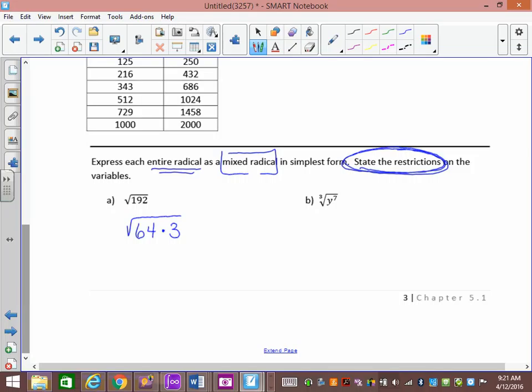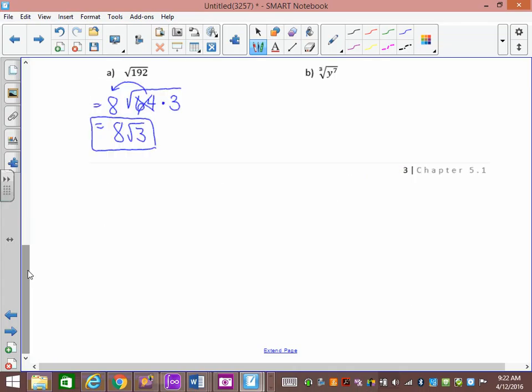Okay? When I square root 64, what does it become? What's the square root of 64? 8. So I'm actually going to get 8 square root 3. That's my mixed radical in simplest form. Now, what's my restrictions on the 3? It just has to be what's under the radical sign, because what's under the radical sign, the radicand, can't be negative. So what's my restriction on this one? There's no variable under the radical, so there's no way that it's going to become negative. It's a 3. So no restrictions.